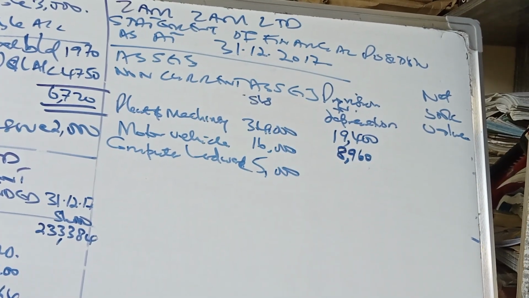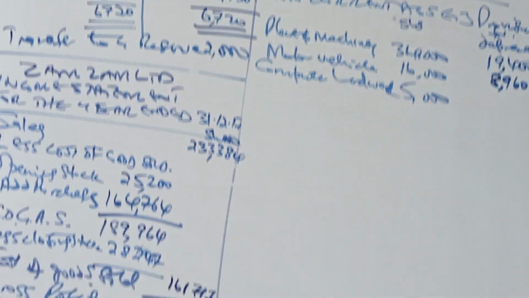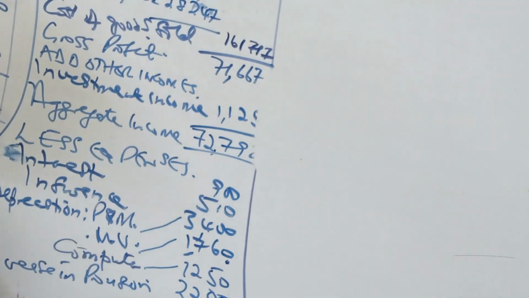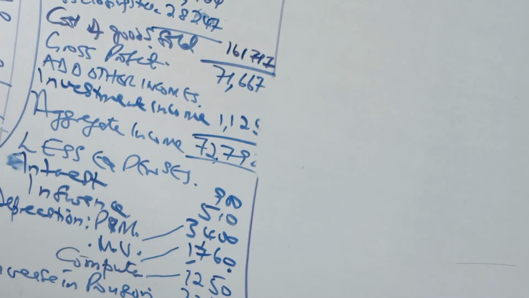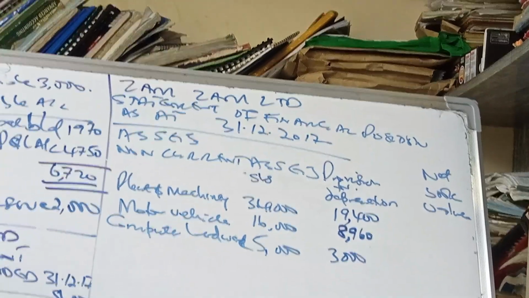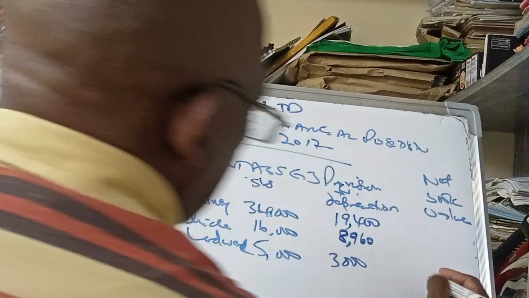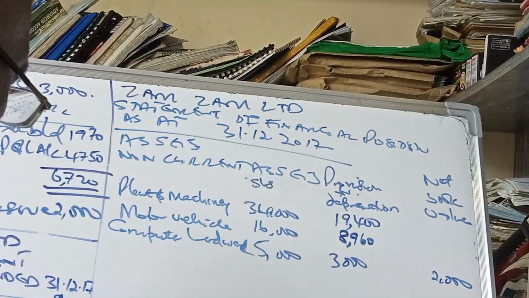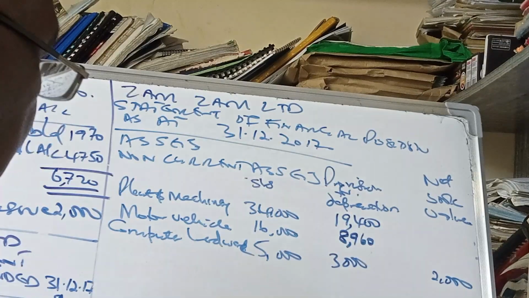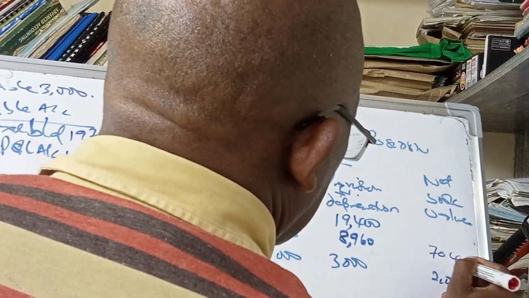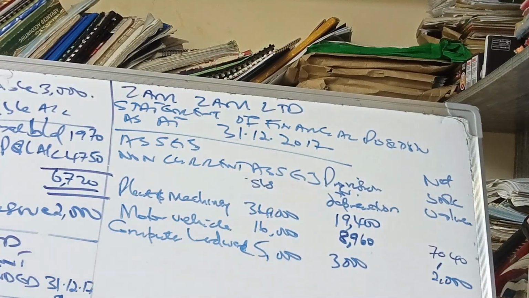From the trial balance, the accumulated depreciation at the beginning of the year is 1,750, plus the charge for the year, computer hardware 1,250. We get a figure of 3,000. Then we get the net book values. This minus this is 2,000. 16,000 minus 8,960, we get a figure of 7,040.